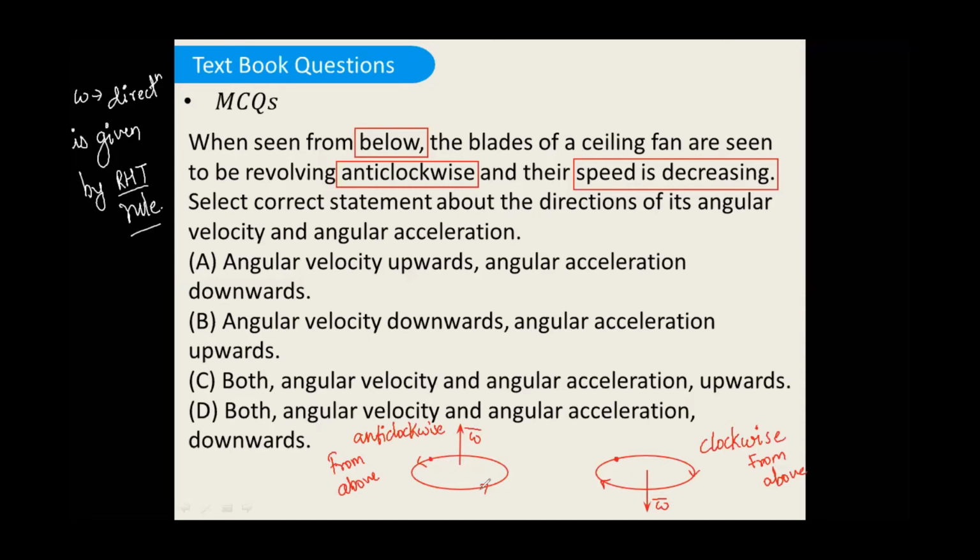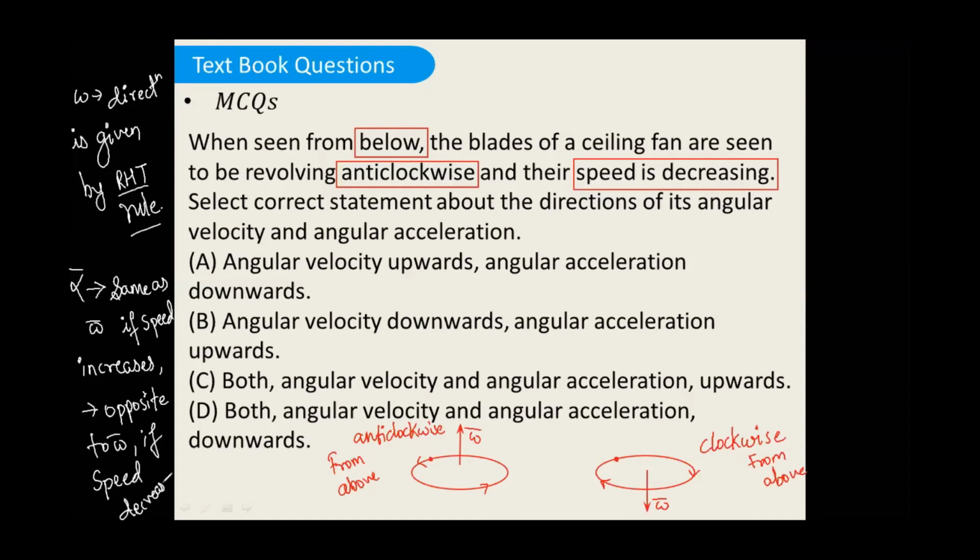Let's see what difference above and below make. If it is anti-clockwise, it should always remain anti-clockwise. We will see this. Next is the direction of alpha, because two things are asked here. You have told the direction of angular velocity omega. What remains is angular acceleration alpha. The direction of alpha bar is the same as omega bar if the speed increases, but if the speed decreases, it is opposite to omega bar.